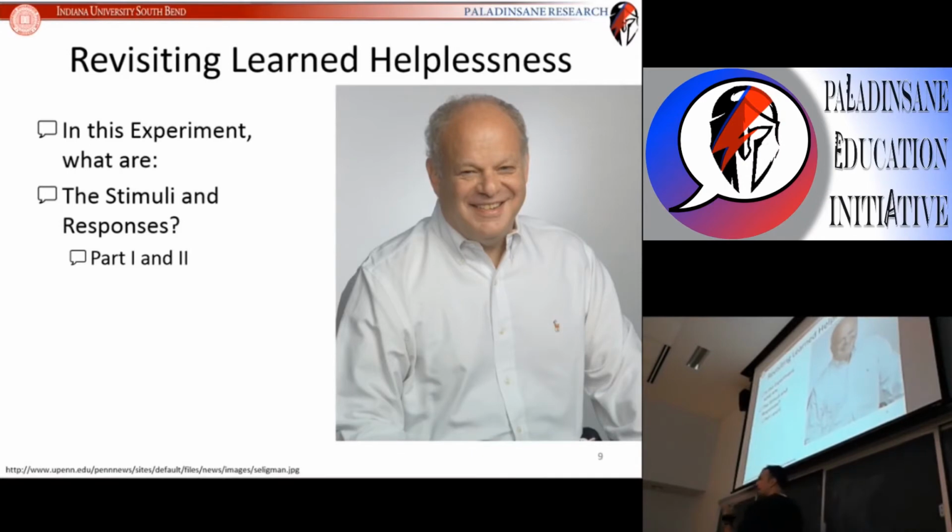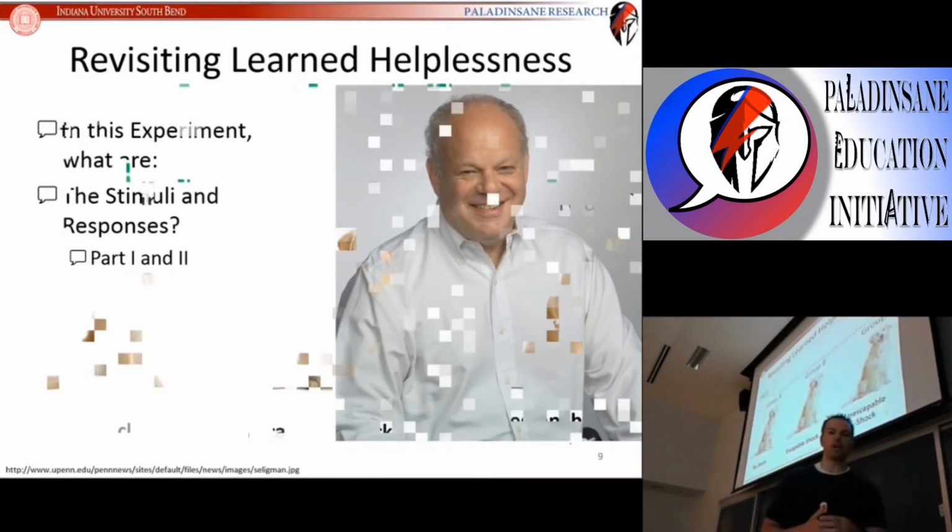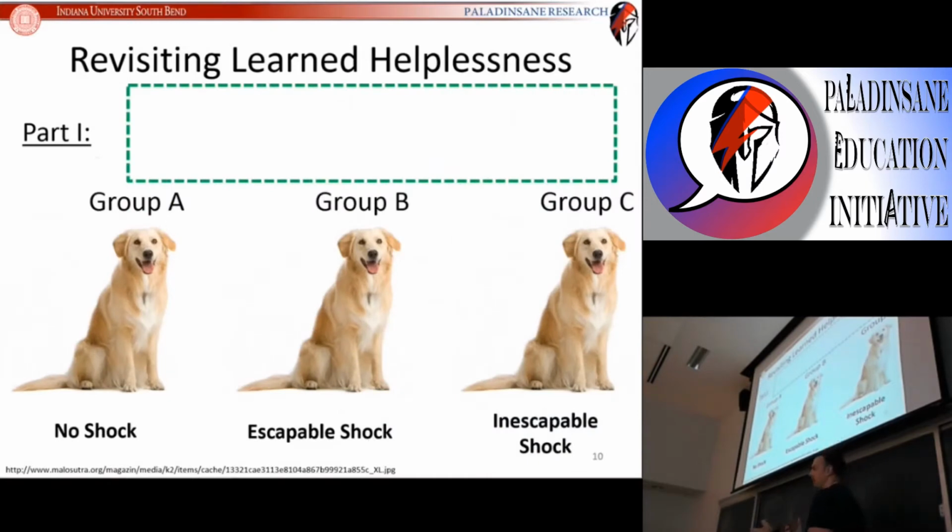So in this case, there's a lot of stimuli, there's a lot of responses, but we're going to concentrate on the most salient ones, the ones that are key to the experiment. So in part one, what was the most, I would say, key stimulus? It was the shock. So the key event that caused behavior, that was the shock.